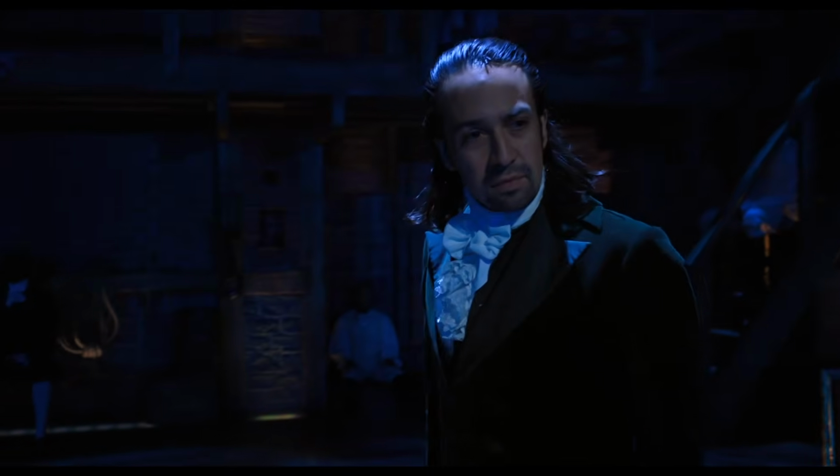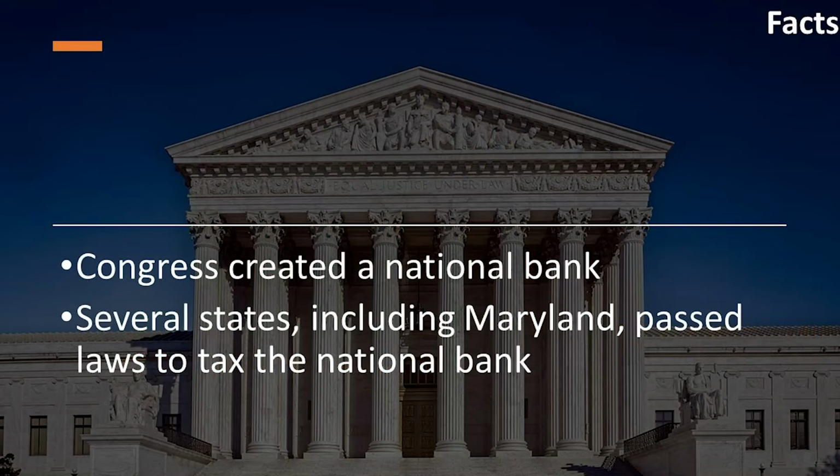McCulloch versus Maryland is a unique case because the court is ruling on two separate issues in this case. So let's start with the facts. In 1791, at the urging of Alexander Hamilton, the $10 founding father without a father. Yeah, that Alexander Hamilton, Congress created the first national bank. Then in 1816, Congress created the second national bank. Now the thing was, national banks are controversial because Article 1, Section 8, where it lists the powers of Congress, it didn't say that Congress could actually create a national bank.